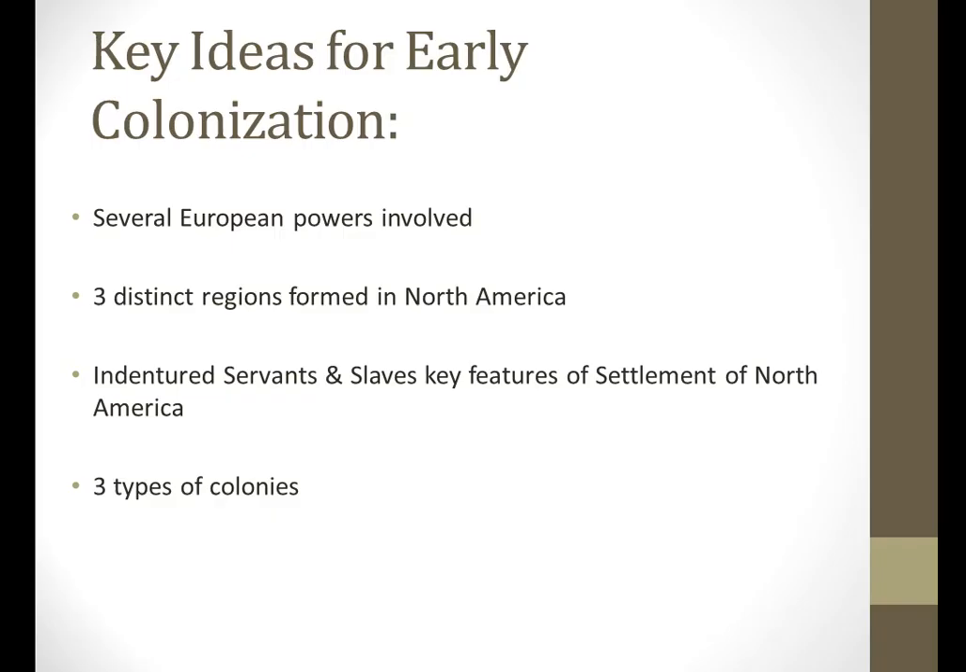We're going to talk about indentured servants and slaves and how they factored in as key features of the settlement of North America. And then we're going to talk about the three types of colonies. So we have three regions and we also have three types. We'll talk about that as we keep going.